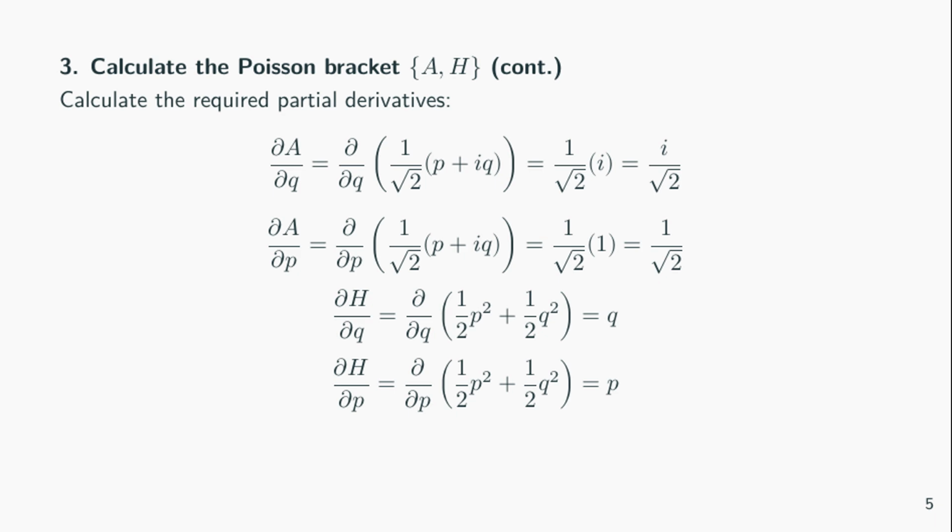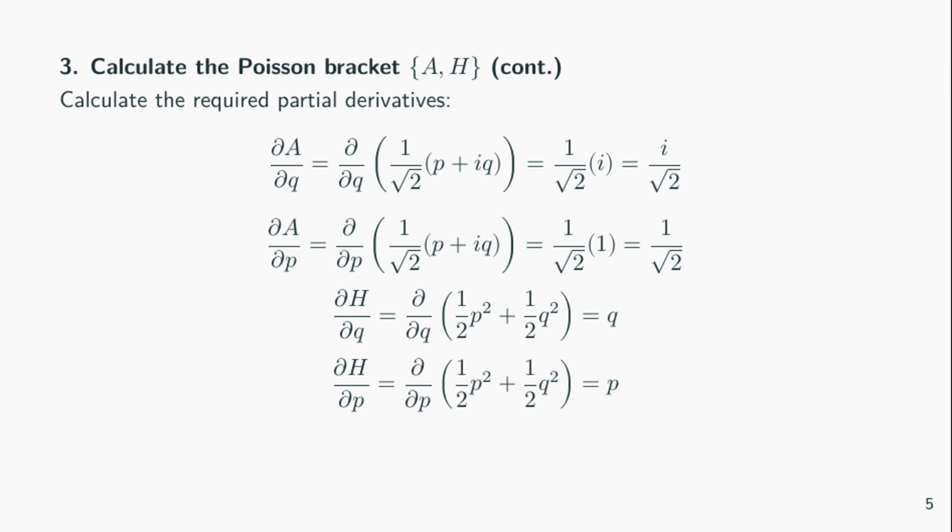Now for the derivatives of H. The partial derivative of H with respect to Q is the partial derivative with respect to Q of 1/2 P squared plus 1/2 Q squared. The 1/2 P squared term doesn't depend on Q, and the derivative of 1/2 Q squared with respect to Q is Q. So this derivative is just Q.